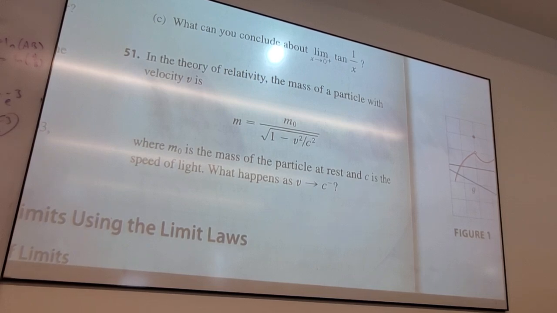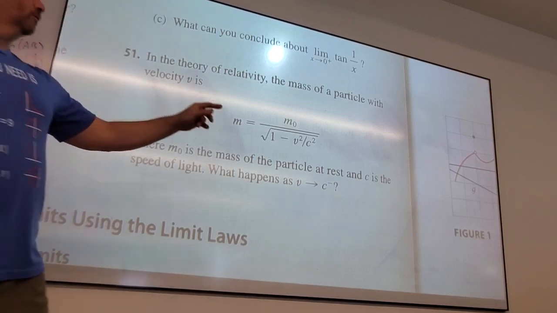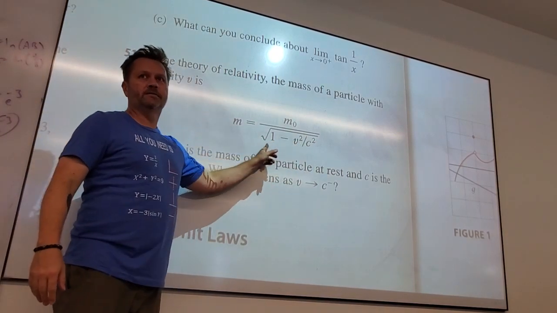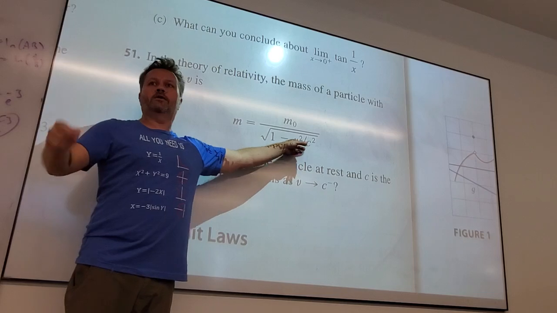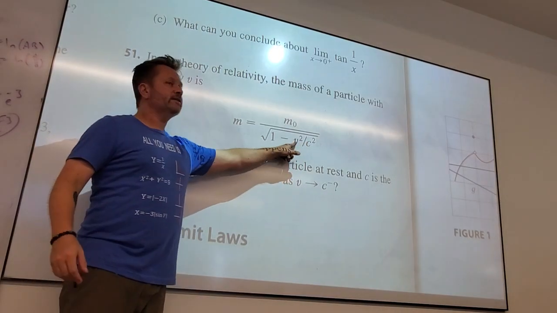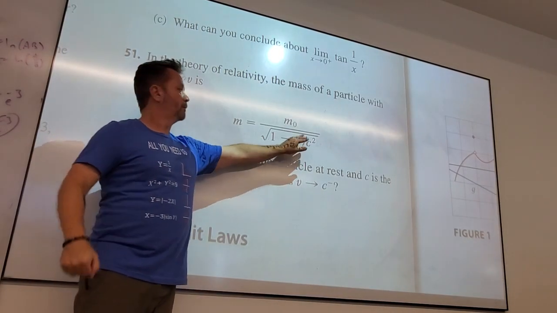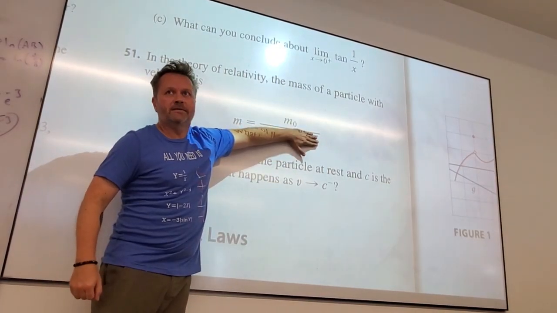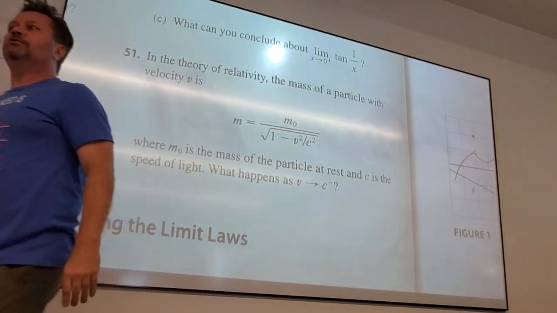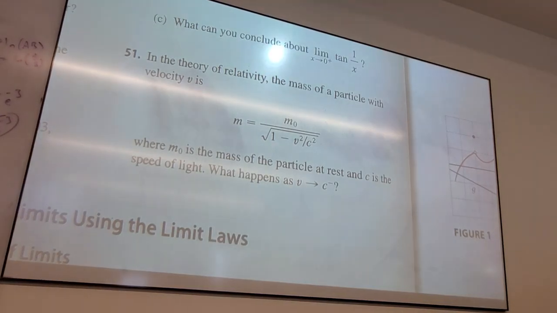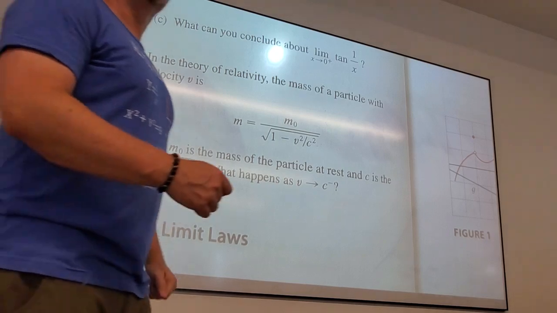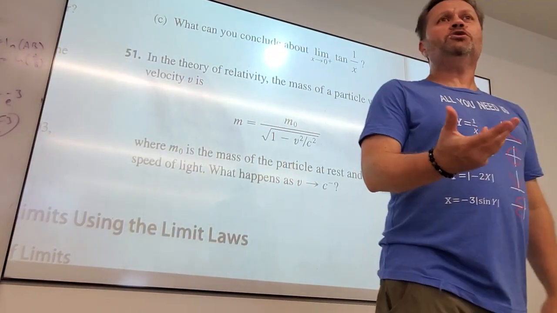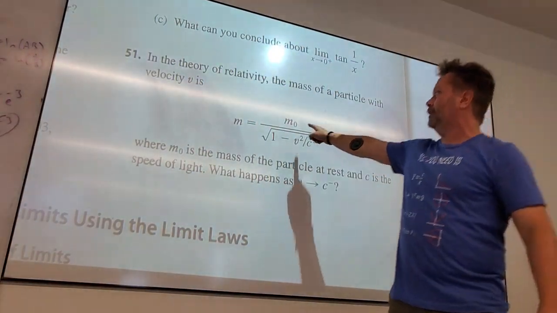As the bottom gets smaller and smaller, do you all agree with me? If I'm not moving at all, what's my velocity? Zero. So what's the bottom? One. So if I'm not moving, my mass is my mass. If I start to move, my velocity is not zero, but how is it compared to the speed of light? Very small. It's stupid small, so it's effectively not doing anything to me.